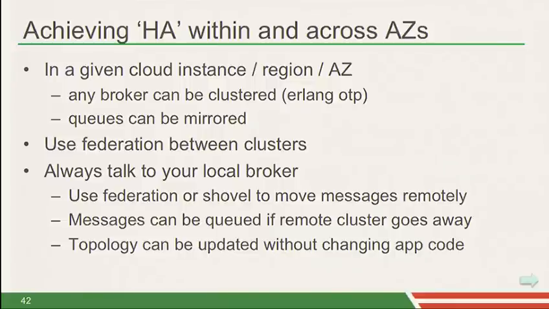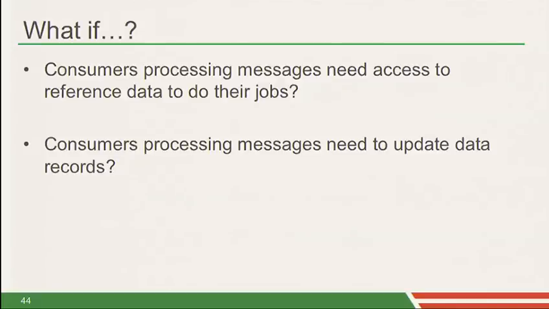The key thing is, all of these things I've showed you, the global pub sub and the federated cloud bursting and all the rest of it, I can update the topology without actually changing the core application code, and that's a really powerful feature. All right, so that's some messaging patterns. We better look at some data patterns that go with it. I'm not going to go into those in anything like the same depth we did for messaging. Don't panic. But what if consumers processing those messages need access to, for example, some reference data in order to do their job? Or what if they need to update some data records? Well, then we've got to think about not just how we move messages around, but how we deal with the data layer as well.